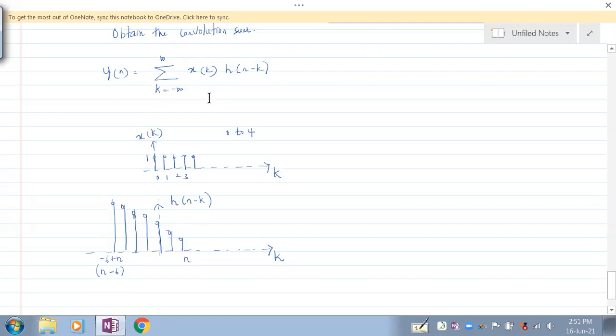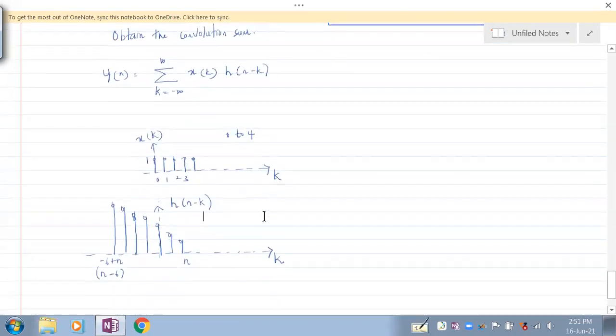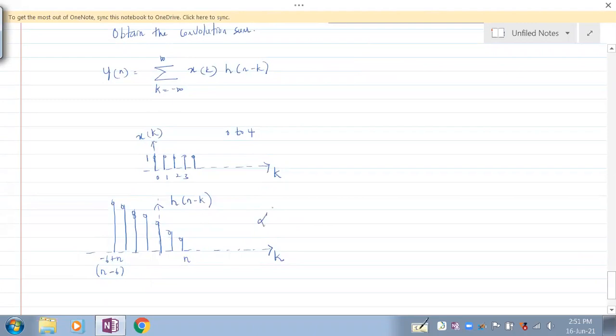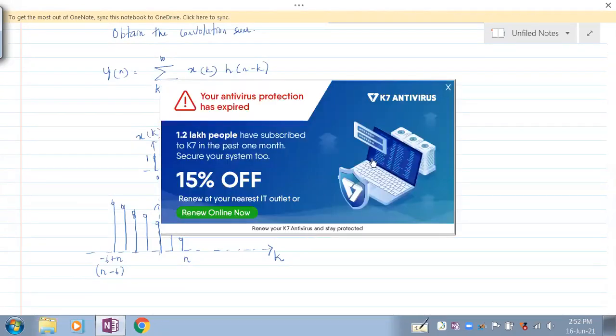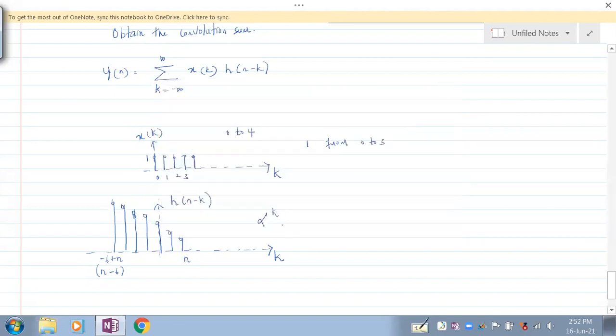Fine. Now, what is this h of n minus k? This is alpha power k, mind you. And this is 1. Fine. This is 1 from 0 to 3. And this is alpha power k from n minus 6 to n, k equal to, mind you. From k equal to.